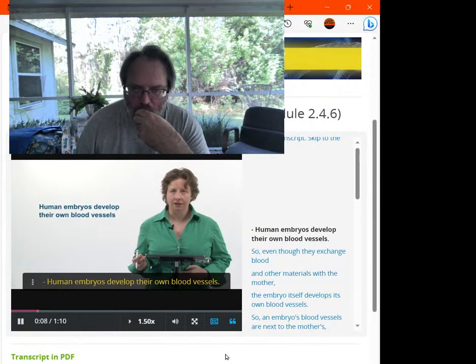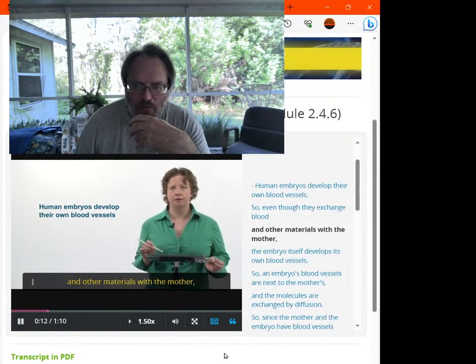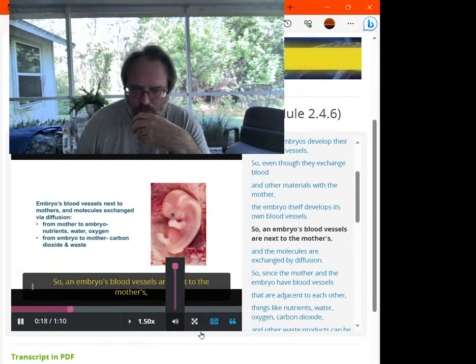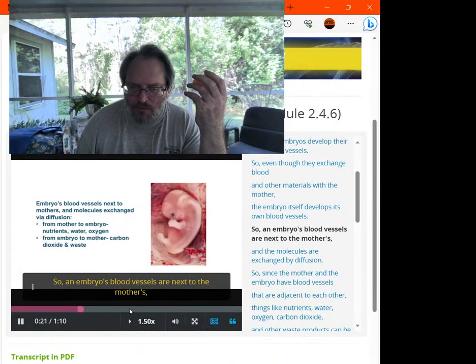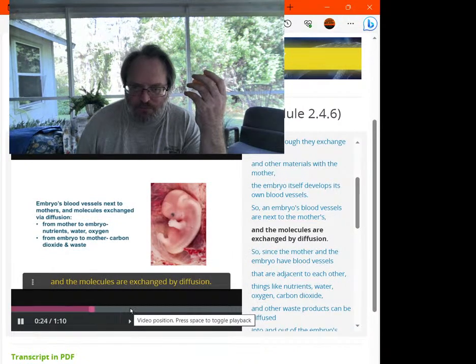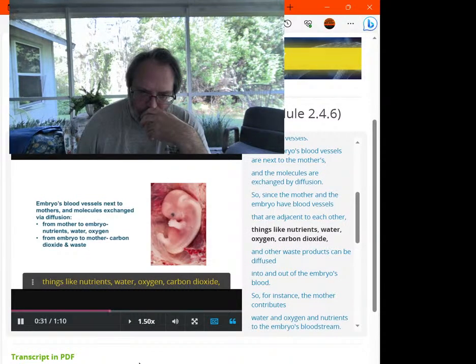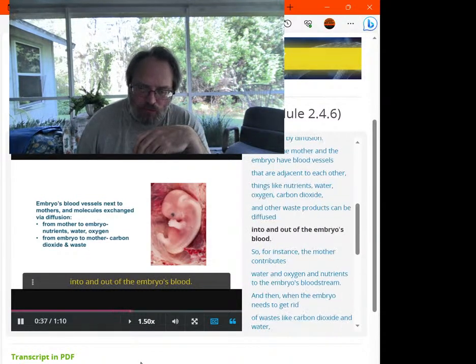Human embryos develop their own blood vessels, so even though they exchange blood and other materials with the mother, the embryo itself develops its own blood vessels. An embryo's blood vessels are next to the mother's, and the molecules are exchanged by diffusion. Since the mother and the embryo have adjacent blood vessels, things like nutrients, water, oxygen, carbon dioxide, and other waste products can be diffused into and out of the embryo's blood.